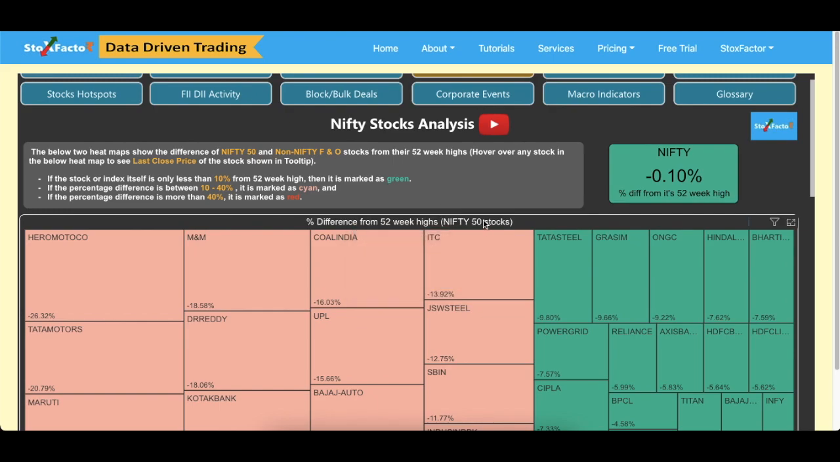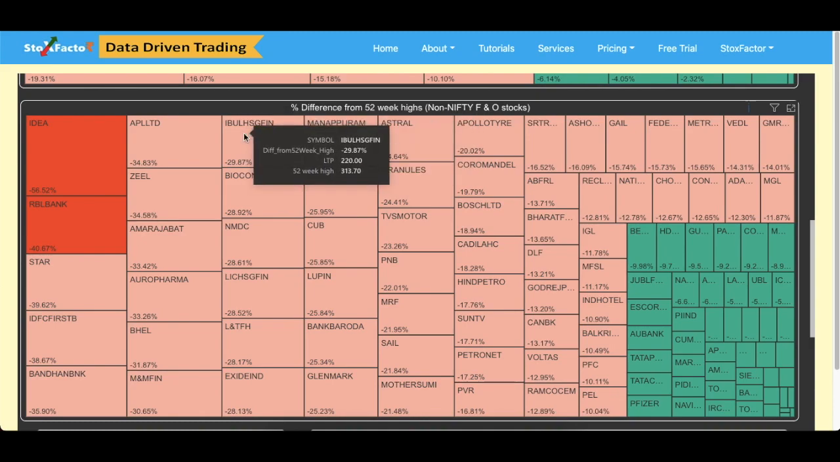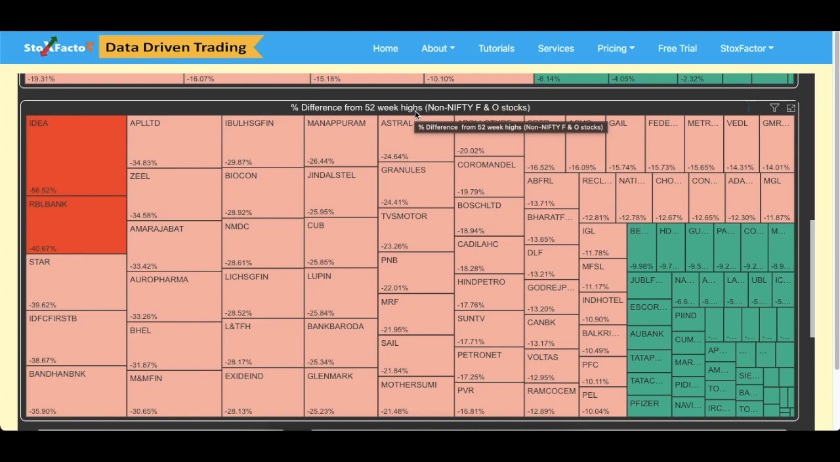Now we have done the same heat map for the non-Nifty stocks. It means all the rest of the FNO stocks which are apart from Nifty 50, all the quality mid-cap stocks. So now you can see all the other FNO stocks and their percentage difference from their 52 week high. So this table will again help you to filter down those stocks which are good quality stocks and which are significantly down from their recent 52 weeks high.